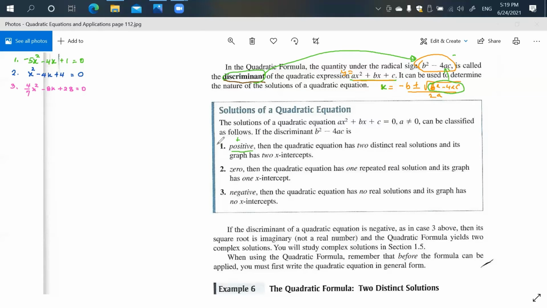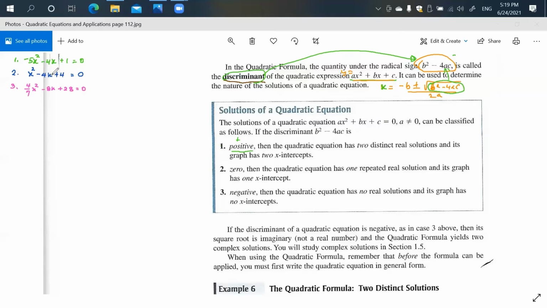Three examples, exactly one for each case here. Okay, let me explain for 1, 2, 3 here. See the first one: when the discriminant becomes positive, it means there are two distinct real solutions, and the graph has two x-intercepts. That's the meaning. So what does it look like? Let's take a look. The first question: negative 5x squared minus 4x plus 1 equals 0.